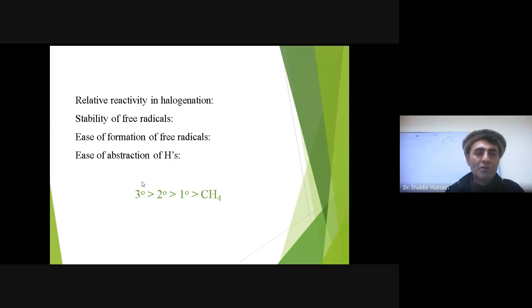or if we are talking about the ease of extraction of hydrogens from the related carbon, so the order of reactivity or stability or ease of formation or ease of extraction of proton is always this way. That is, a tertiary free radical is more stable than a secondary free radical, and the secondary free radical is more stable than a primary free radical. And if you are talking about the extraction of protons, a tertiary proton is easily extracted in photochemical reactions and thermal reactions, then the secondary proton, then the primary proton.